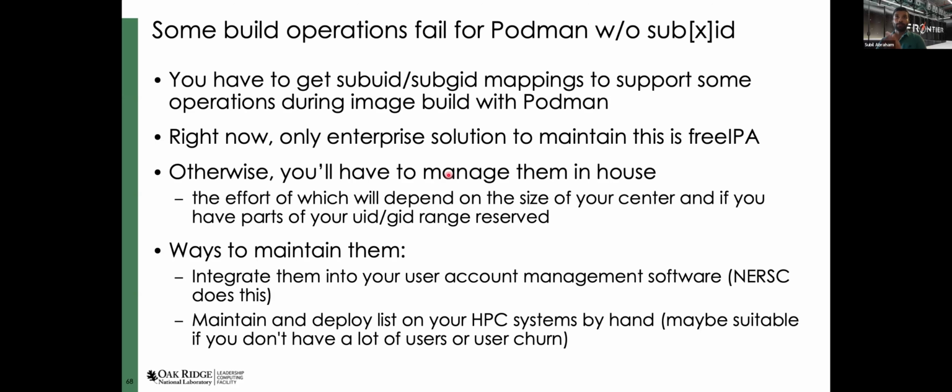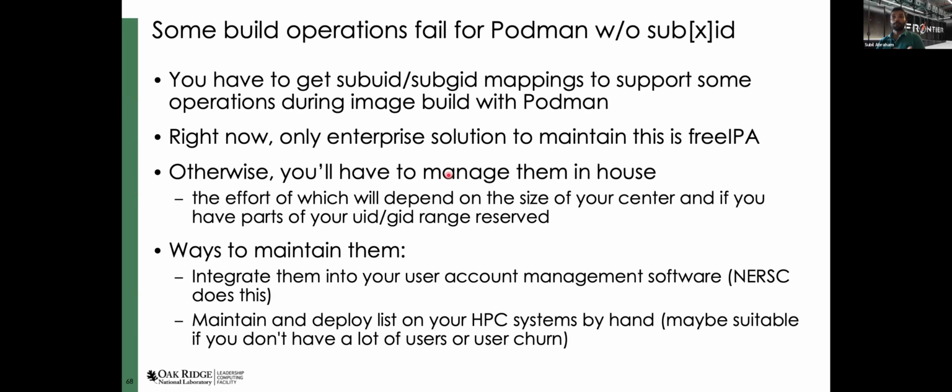There is an enterprise solution called FreeIPA that will help you maintain those mappings for all of your users. Otherwise, you're going to have to figure out some way of maintaining that in-house, and the effort will depend on how many users your center has, and if there are ranges within that UID GID space that are reserved for one purpose or another. If it's a small enough center, maybe you can maintain them by hand, updating them in whichever repository manages all the system configurations and then pushing them out to all of your compute nodes.